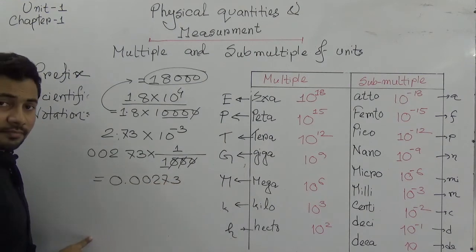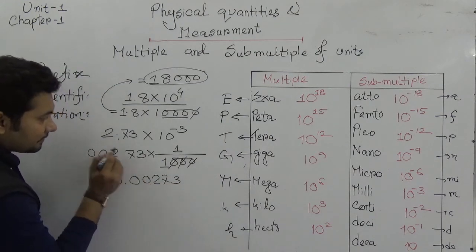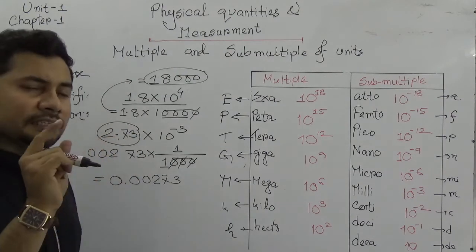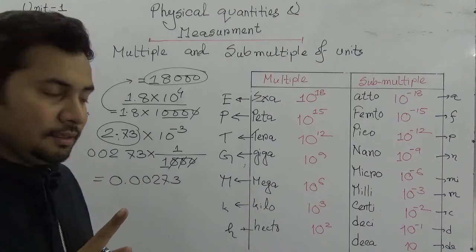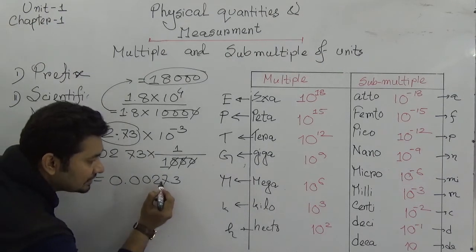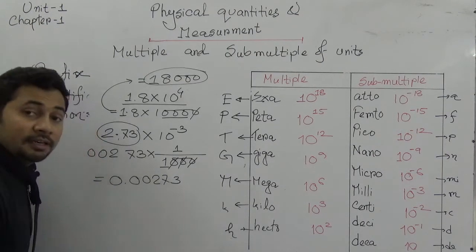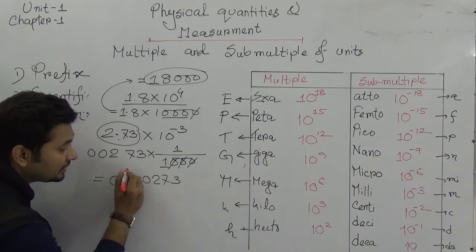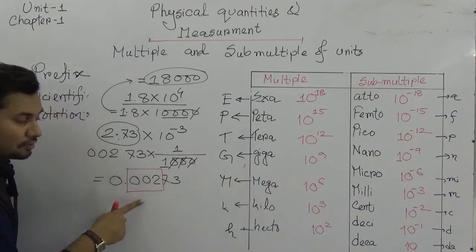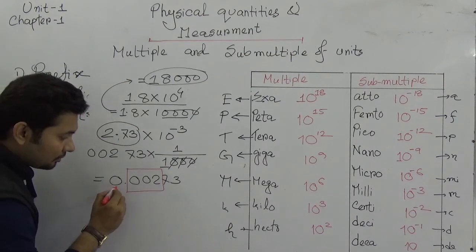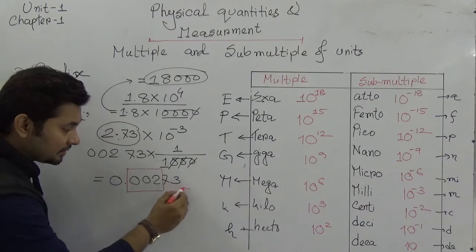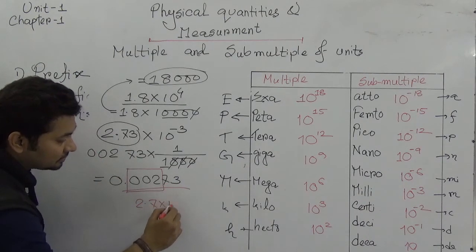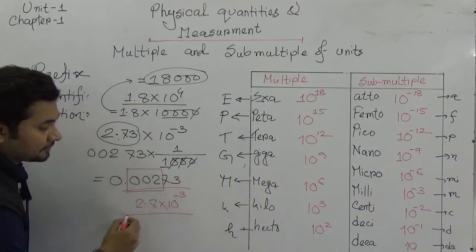0.00273. How? Because the earlier one was 2.73, so the decimal was between 2 and 7. Here if we count the digits between 2 and 7, we will find after the digit there are 3 digits. So 0.00273 is equal to 2.73 into 10 to the power minus 3.